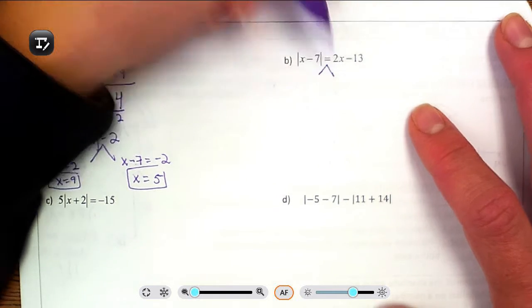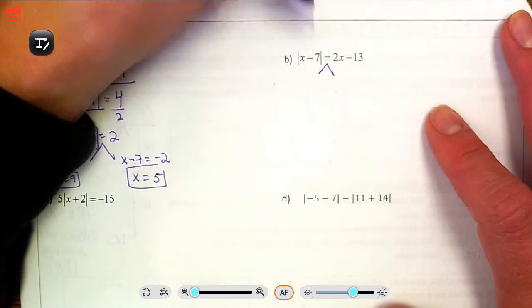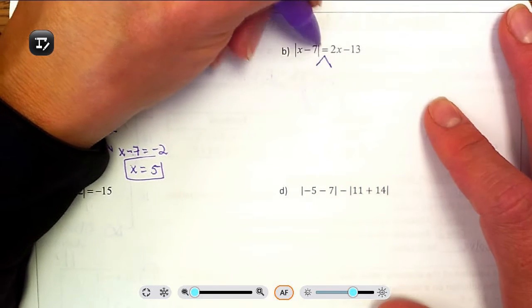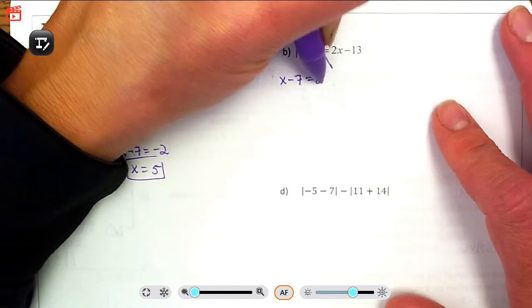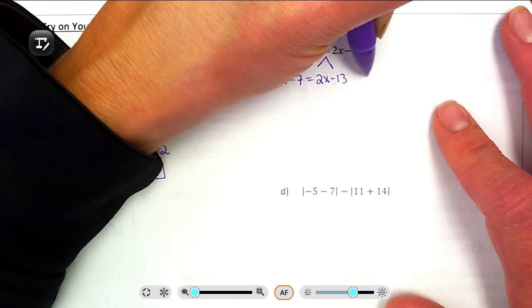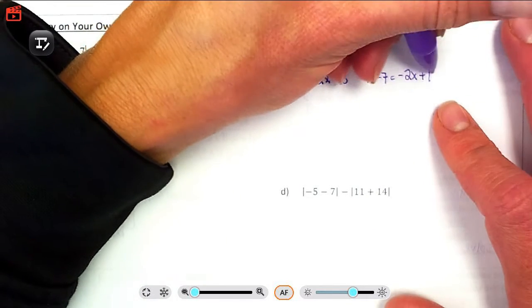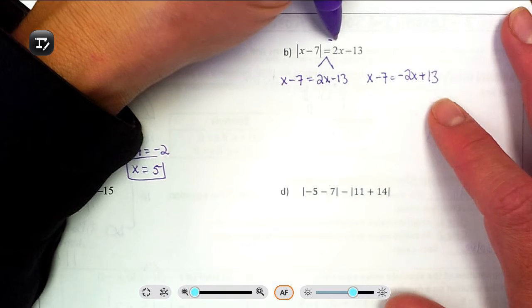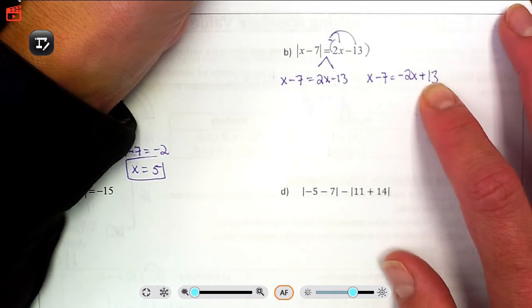with an x, so we're going to see some extraneous solutions. I can roll right into 2 cases because my absolute value sign is alone on that side. It's isolated. X minus 7 equals 2x minus 13, and x minus 7 equals negative 2x plus 13, where I'm applying a negative and distributing it into the whole right-hand side.